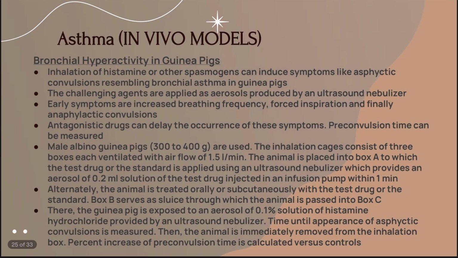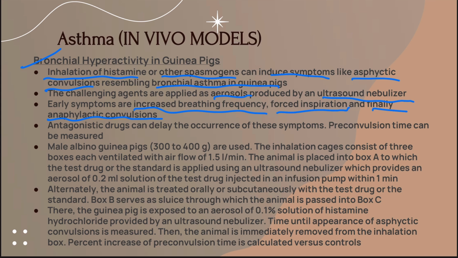Now coming to the next one, that is bronchial hyperactivity in guinea pigs. Inhalation of histamine or other spasmogens can induce symptoms like asphyxic convulsions resembling bronchial asthma in guinea pigs. The challenging agents are often applied as aerosols, produced with the help of an ultrasound nebulizer, and the symptoms we see after application of the spasmogens include increased breathing frequency, then forced inspiration, and finally anaphylactic convulsions and then death. Antagonistic drugs can delay the occurrence of these symptoms, and pre-convulsion time can be measured.